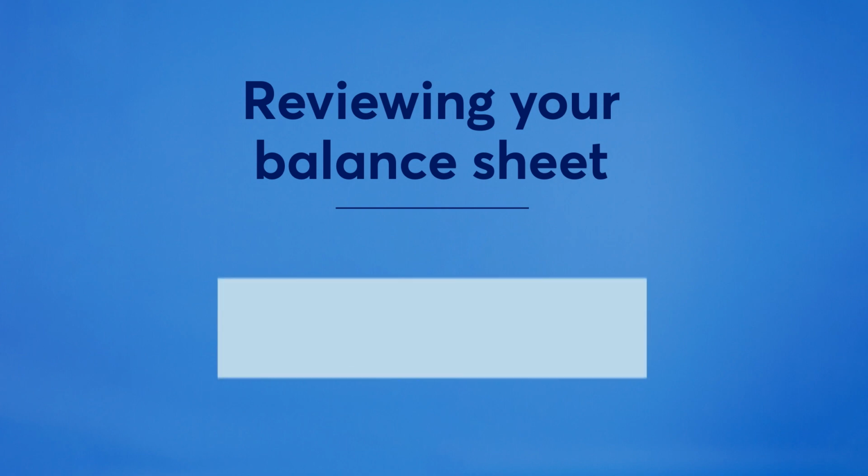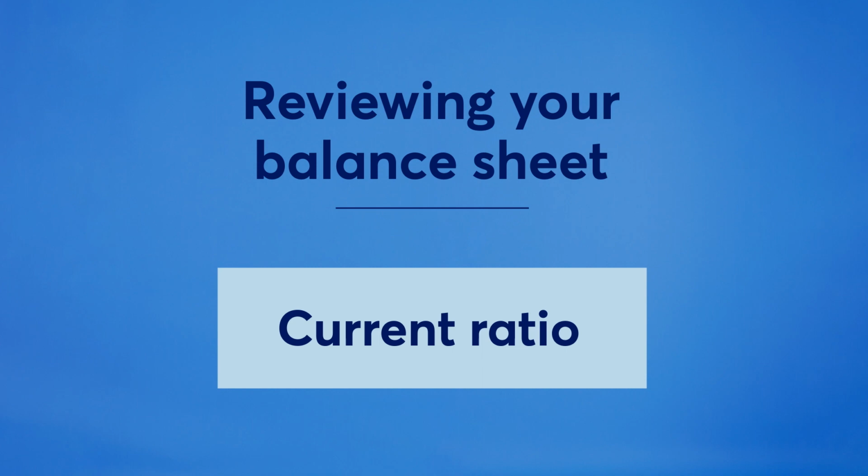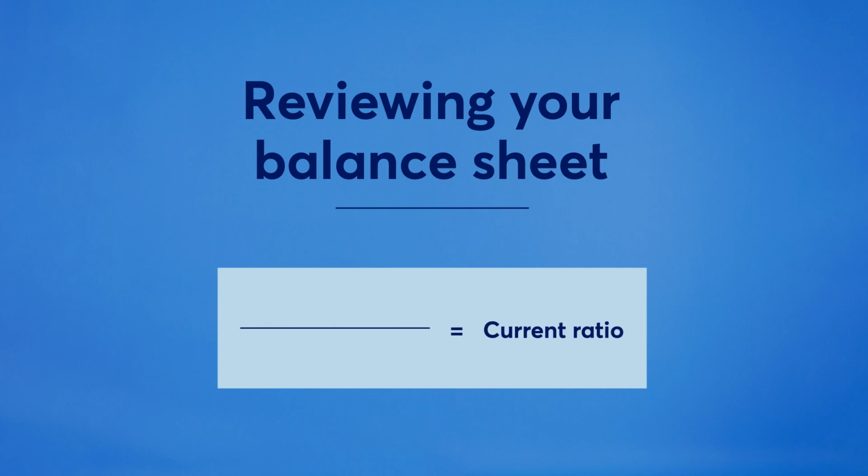For example, the current ratio is a formula used to determine if you'll be able to meet your financial obligations within the next year, and it's calculated by taking current assets and dividing by current liabilities. If your ratio is less than 1-to-1, that indicates you don't have enough assets or money to cover your liabilities or bills for this period.